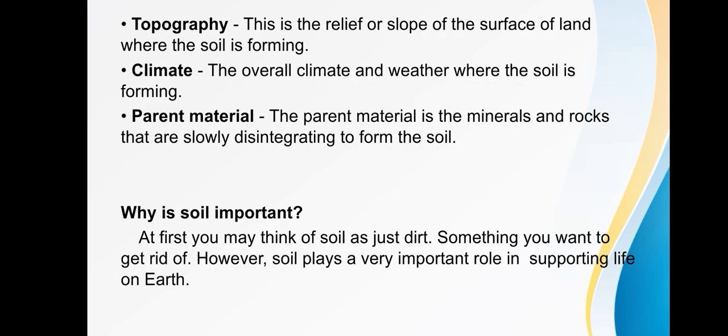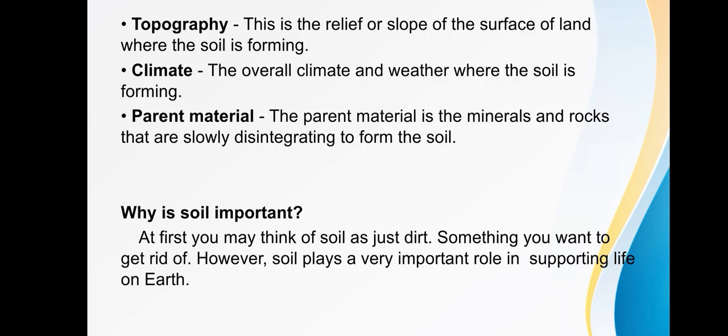Topography, this is the relief or slope of the surface of land where the soil is forming. Climate, the overall climate and weather where the soil is forming. So, climate refers to the temperature and moisture conditions of an area over time. So, climate is the typical pattern of the area over the long term, but weather is the actual daily condition.